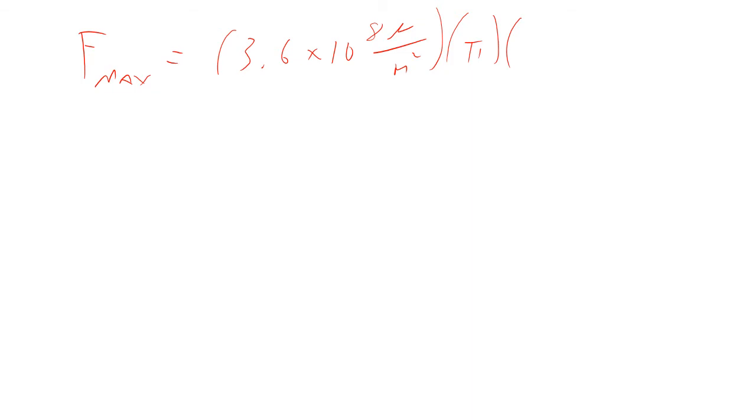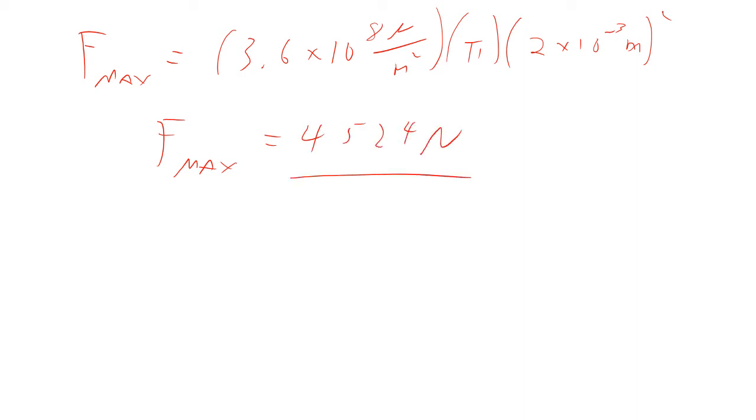So that means that F max, this is the max for each one of these, is going to be 3.6 times 10 to the 8th newtons per square meter times pi times (2 times 10 to the minus 3 meters) squared. And so F max is 45.24 newtons. The entire object had a mass of 2,100 kilograms.